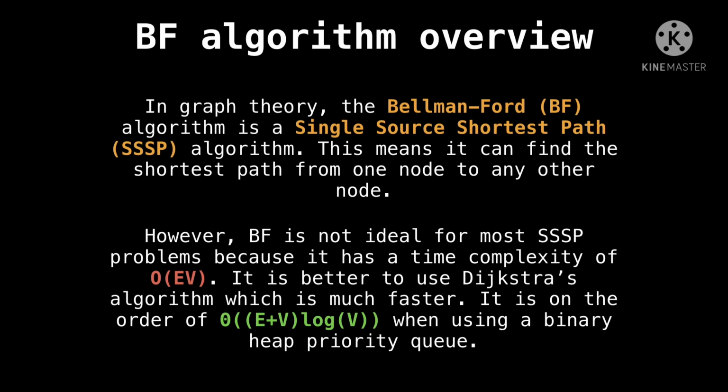This means that it can find the shortest path from a starting node to all other nodes on the graph. As you can imagine, this is very useful. However, Bellman-Ford is not ideal for single source shortest path problems because it has a much worse time complexity than Dijkstra's algorithm. In practice, Bellman-Ford runs in a time complexity proportional to the product of the number of edges and the number of vertices, while Dijkstra can do much better at around big O of E plus V log V with a binary heap.